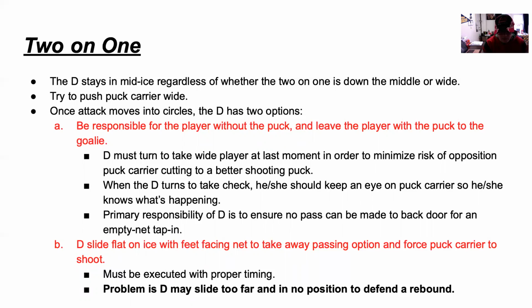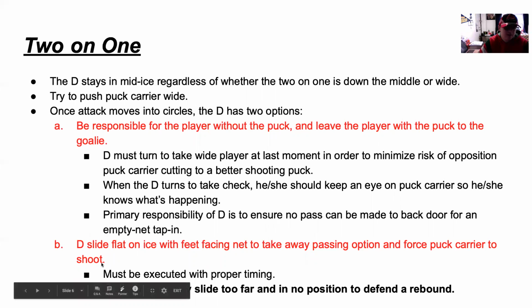When the D turns to take the check, and we can't check in this scenario, he or she should keep an eye on the puck carrier so he or she knows what's happening. The primary responsibility of the D is to ensure no pass can be made to the back door for an empty net. So we got to make sure the D, like we talked about in our zone, covers that high slot. We got to cover down low because we got to tie up their sticks. We can't be slashing them, but we got to tie them up.